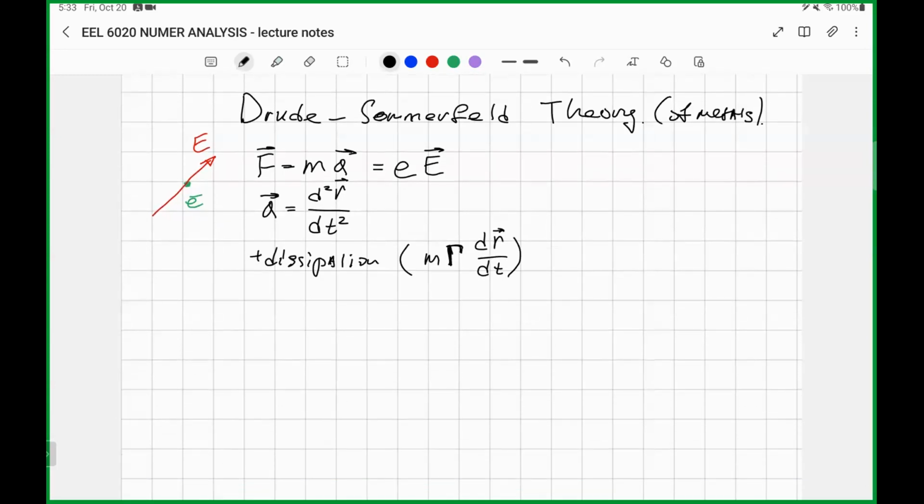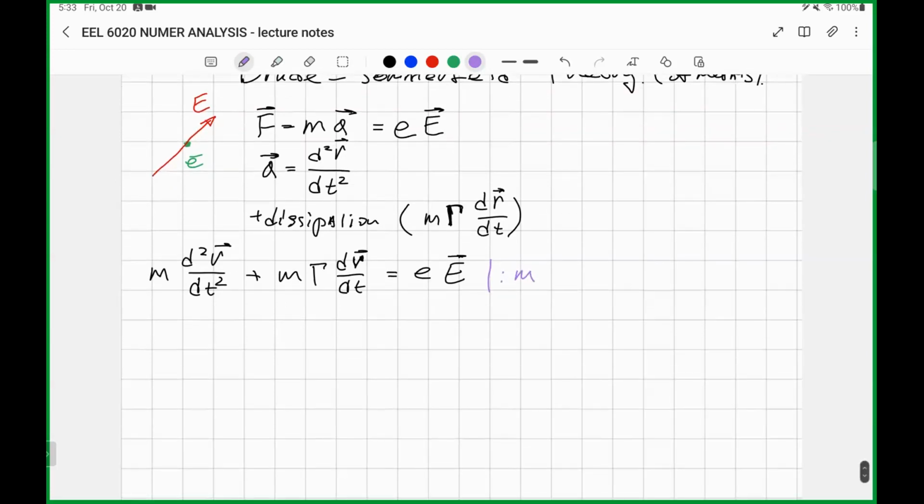So the resulting equation is m times the acceleration d2r/dt2, plus the dissipation factor m gamma dr/dt, equal to the charge times the electric field. So now I can divide both parts by m, the mass of the electron, and make an ansatz.